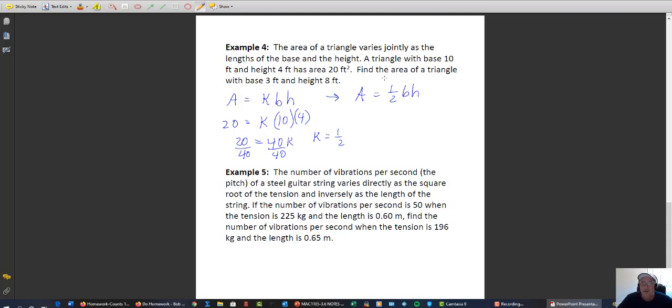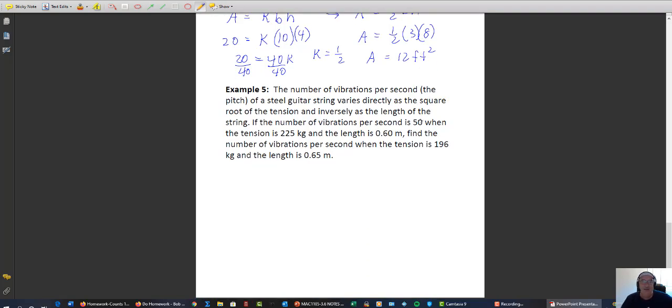Find the area of the triangle now with a base of 3 feet and height 8 feet. So it's 1/2 times 3 times 8. So that is going to be 24 times 1/2, or half of 24. The area would be 12 square feet. And make sure you put your units on here. Boy, when you get to the science classes, if you don't put your units, the science instructors will not be happy.